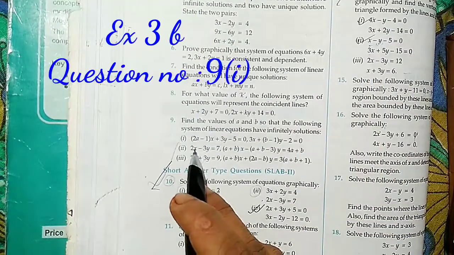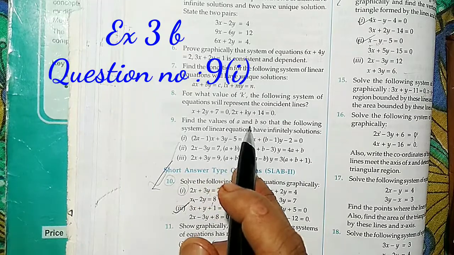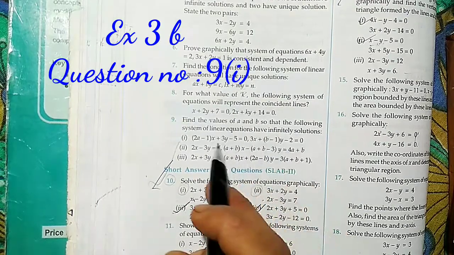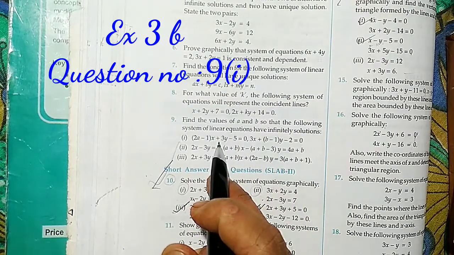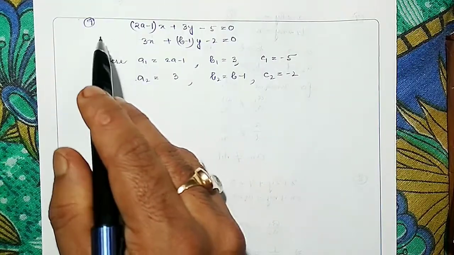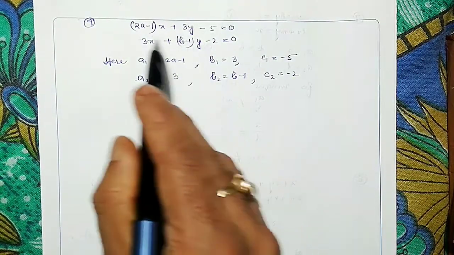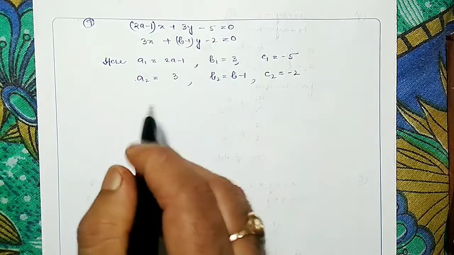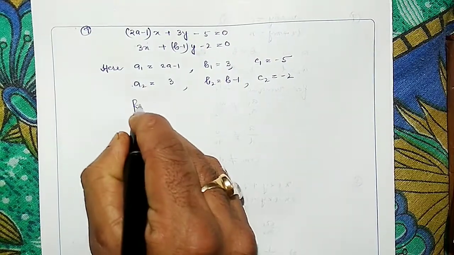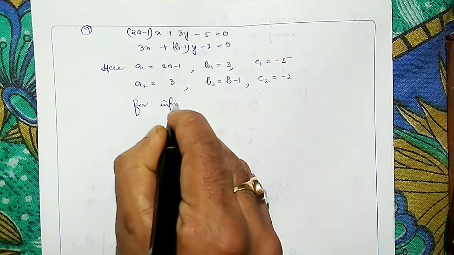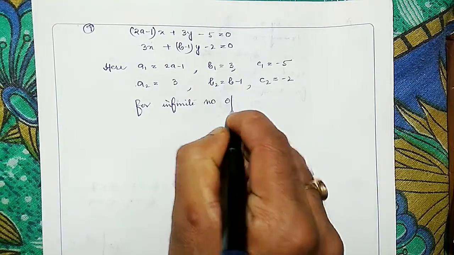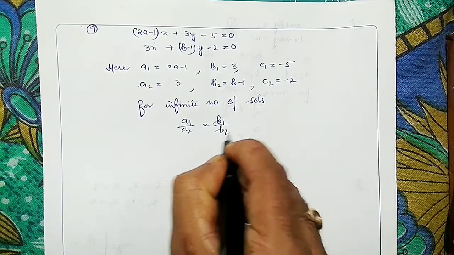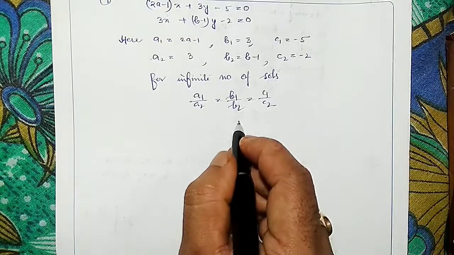In question number 9, you are to find the values of a and b so that the following system of linear equations has infinitely many solutions. So two equations are there, and we are to find the values of a and b. These are the equations, and we can consider this one is a1, b1, c1, a2, b2, c2. Now for infinite number of solutions, we know the condition is a1 by a2 equals to b1 by b2 equals to c1 by c2. This condition is known to you.